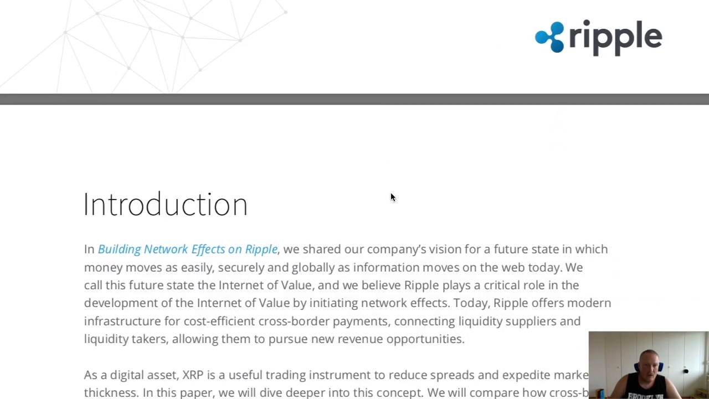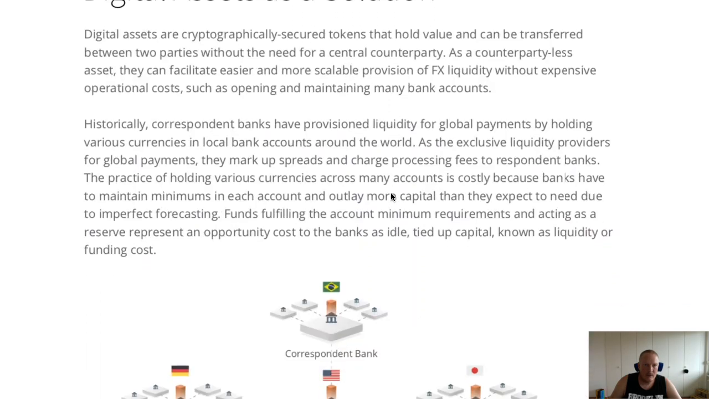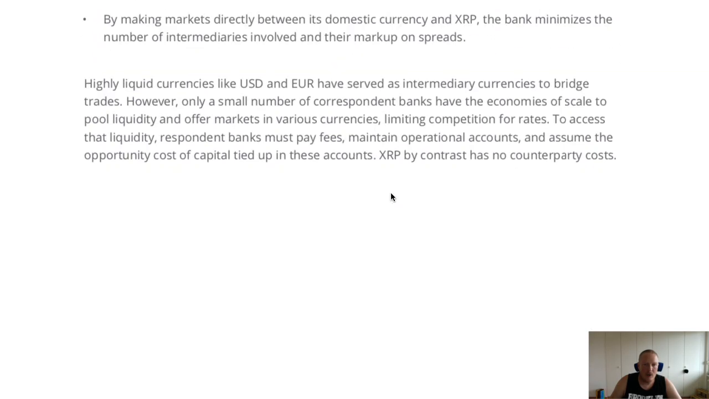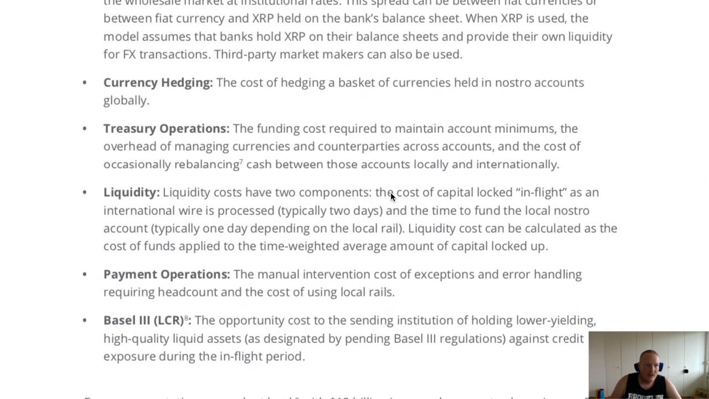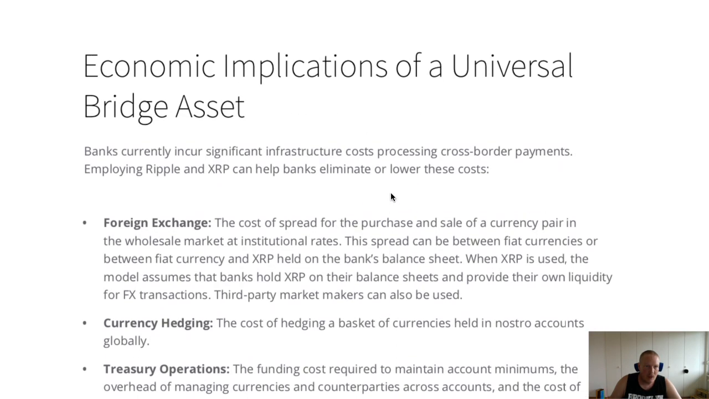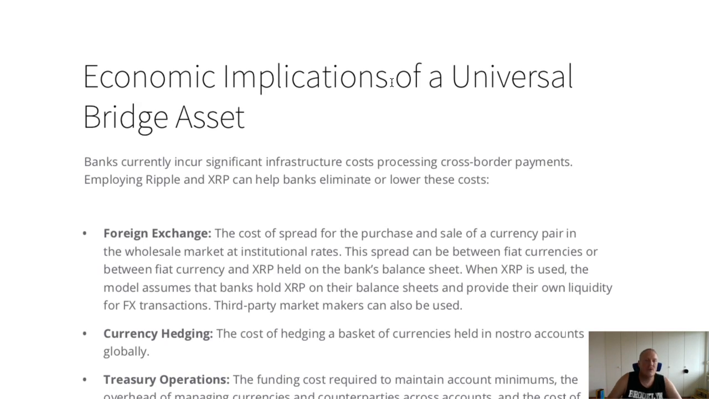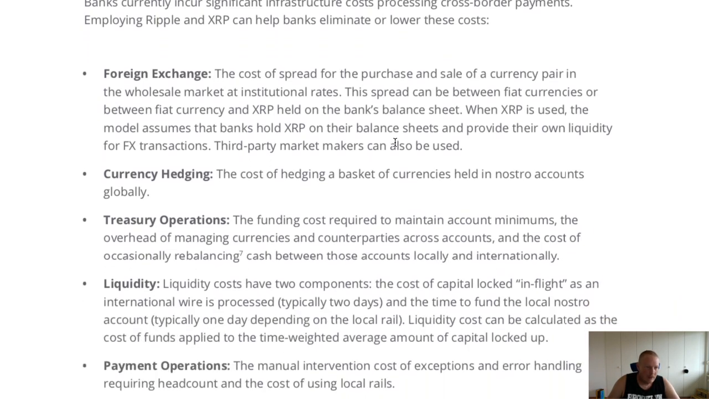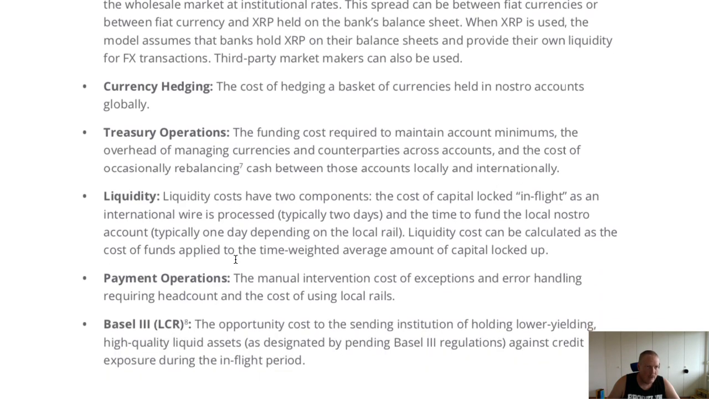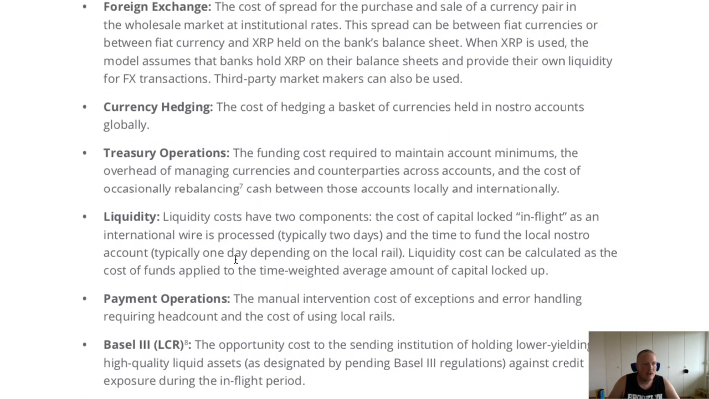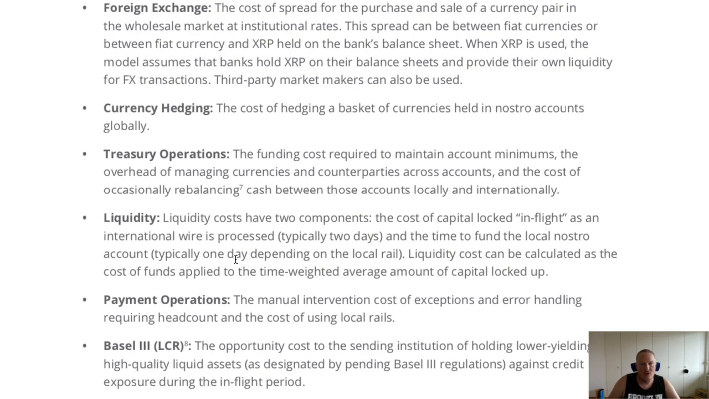In the cost model paper, there are basically three models explained. Here you see the economic implications of a universal bridge asset, I think it's 6 points, which basically produce cost for nostros, the current system, foreign exchange, currency hedging, treasury operations, liquidity, payment operations, and Basel III compliance.